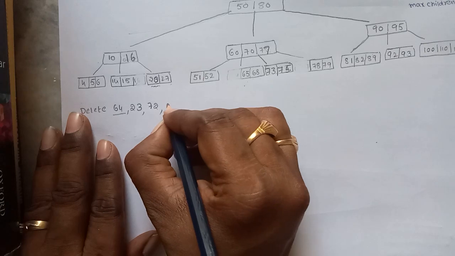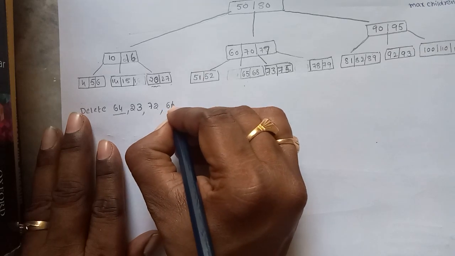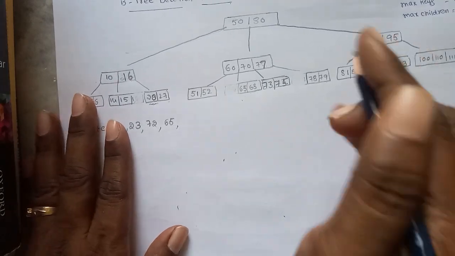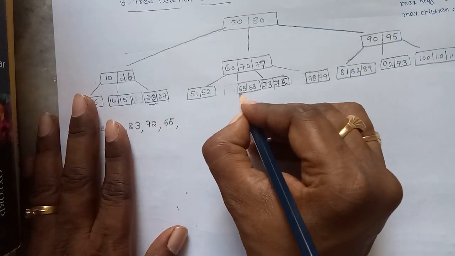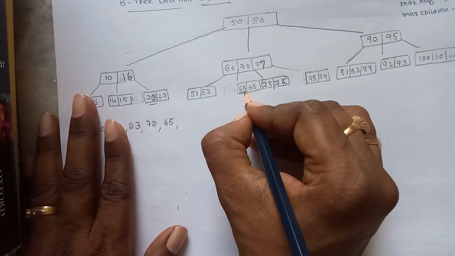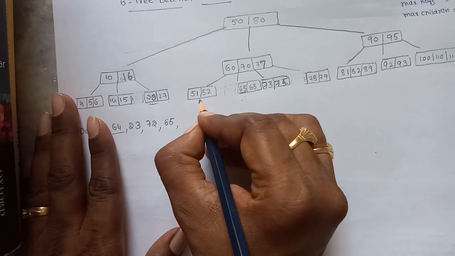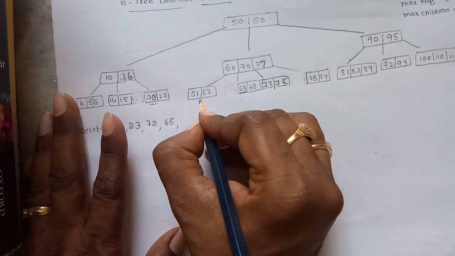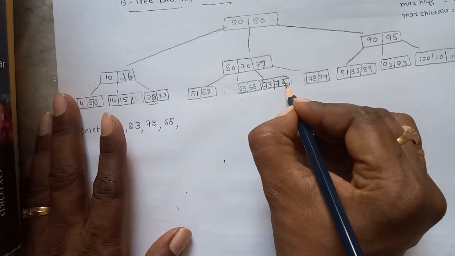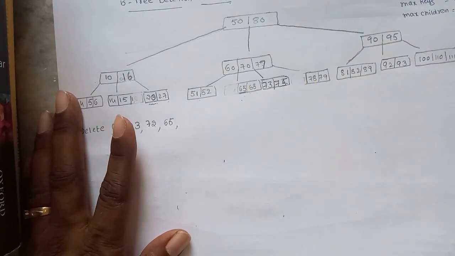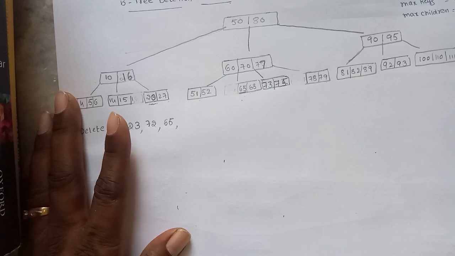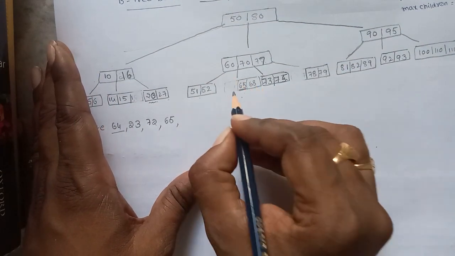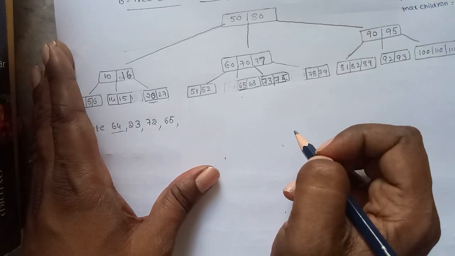Now delete an element 65. So 65 is in this position. Suppose we are deleting 65, check the left sibling. The left sibling contains only 2, the minimum keys. The right sibling also contains the minimum keys. That means both the left sibling and right sibling contain the minimum keys. Then what to do? Perform the merge operation.